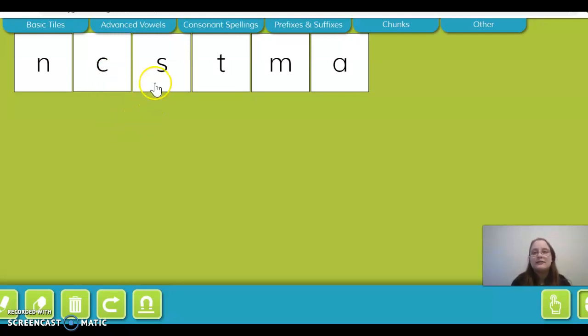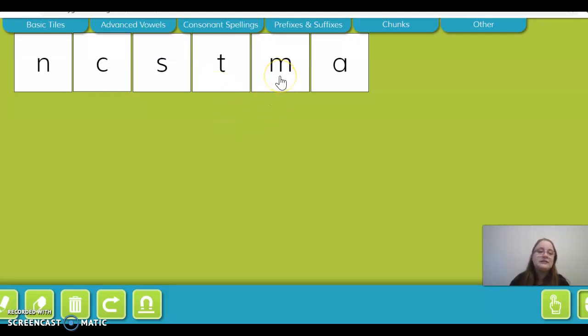Good job, friends. Next, we have our letter S, and remember S says like a snake. So we're going to say that all together. S says S. Good job, friends. And then remember we have our letter T, and it says T. So we're going to say that all together. Here we go. T says T.